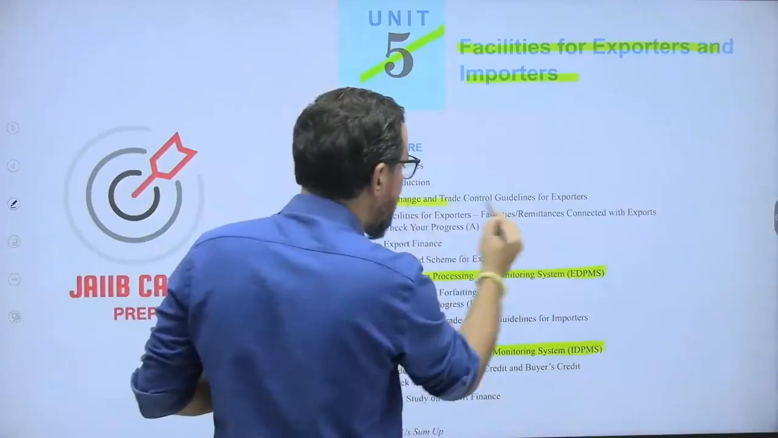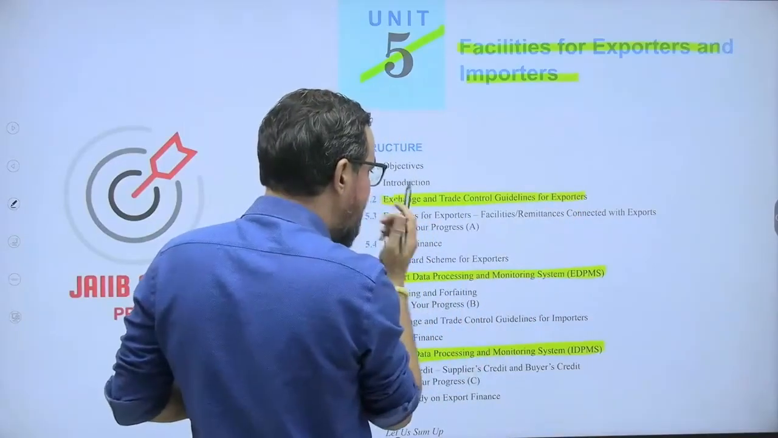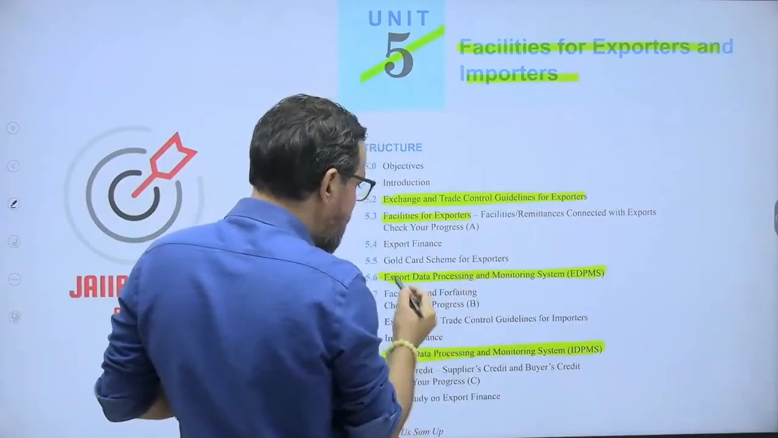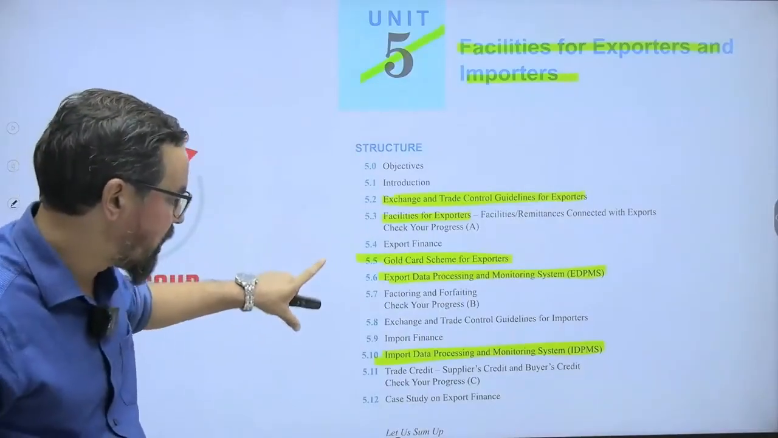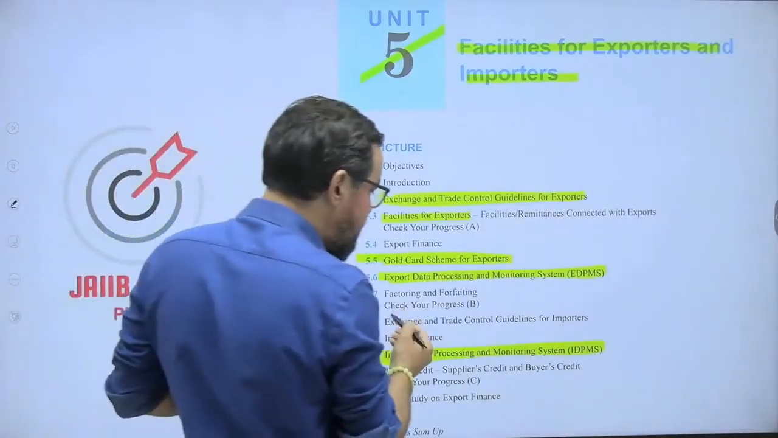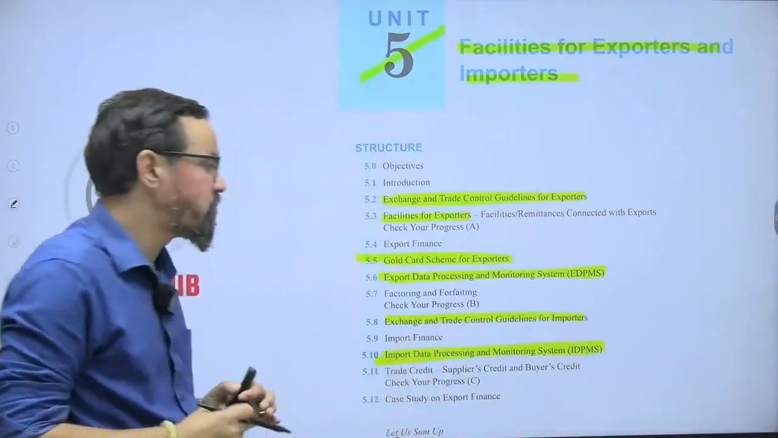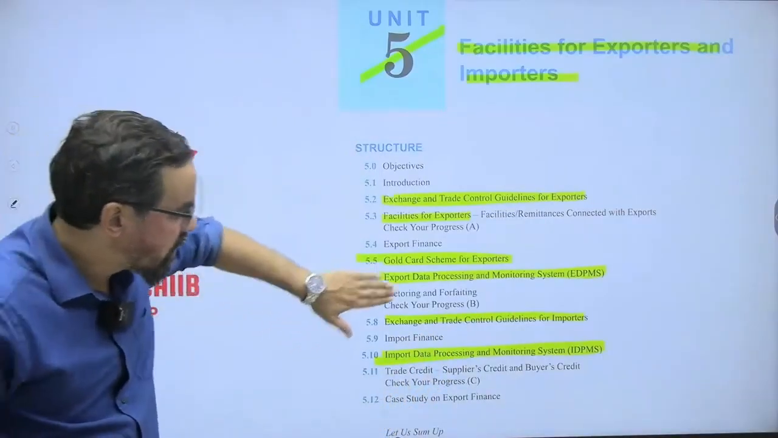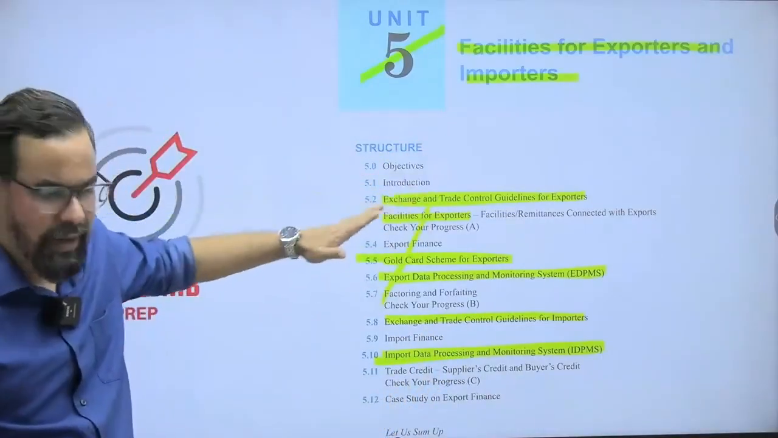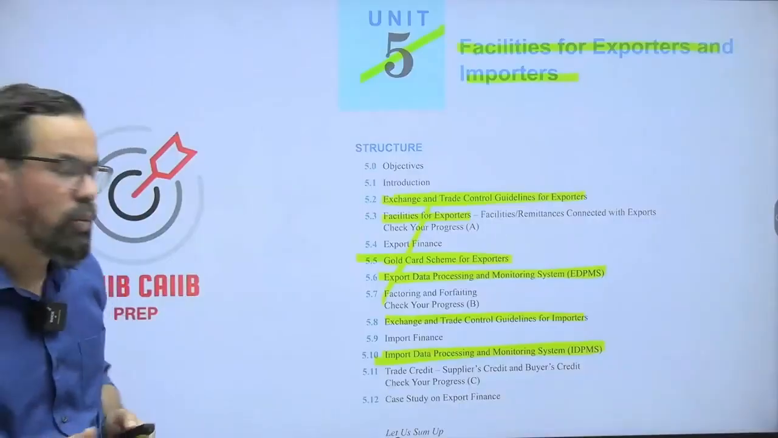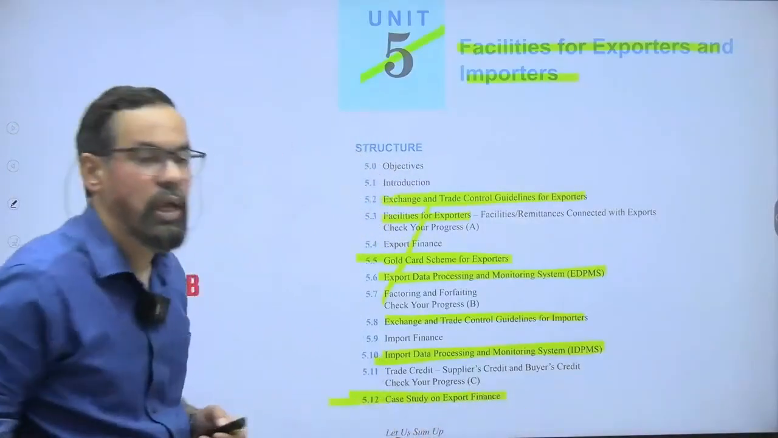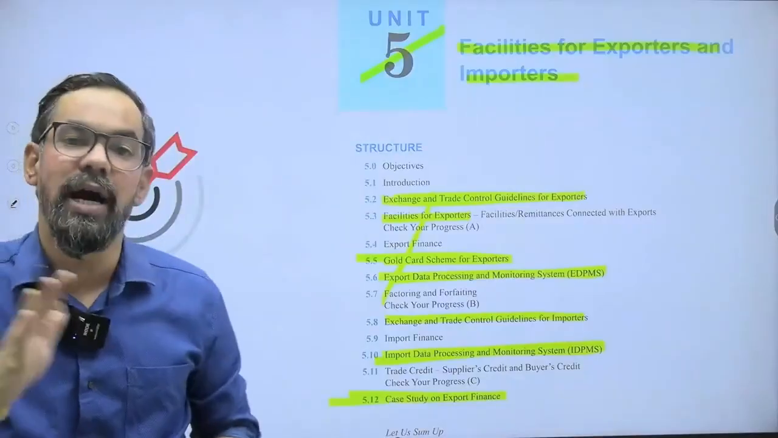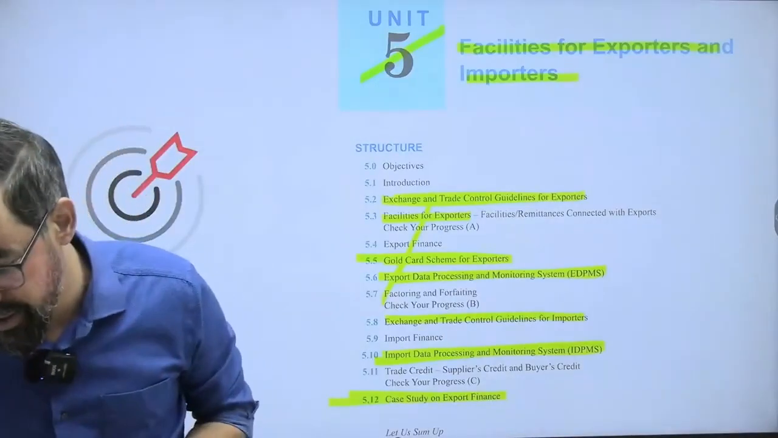Okay? Exchange and trade control guidelines, facilities for exporters, gold card scheme also, and diamond dollar accounts should also be part of this particular one. Okay? Exchange trade control for importers and all. Okay? Maximum time you'll see questions around the exporters' things, but you should not have that kind of mindset. You have to study both, and we have some case studies on export finance also. That's why we feel that maximum time they ask questions around export finance itself, right?